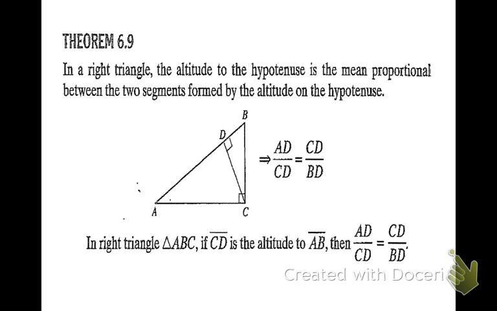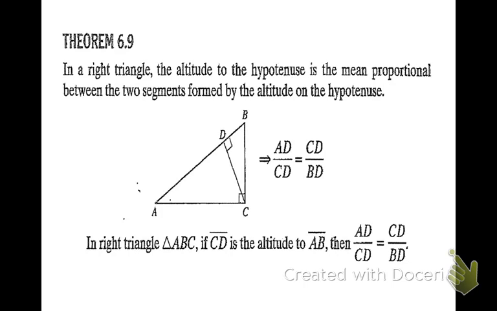Theorem 6.9: in a right triangle, the altitude to the hypotenuse is the mean proportional between the two segments formed on the hypotenuse by the altitude. We'll call this the T method, right? So it's a pattern.